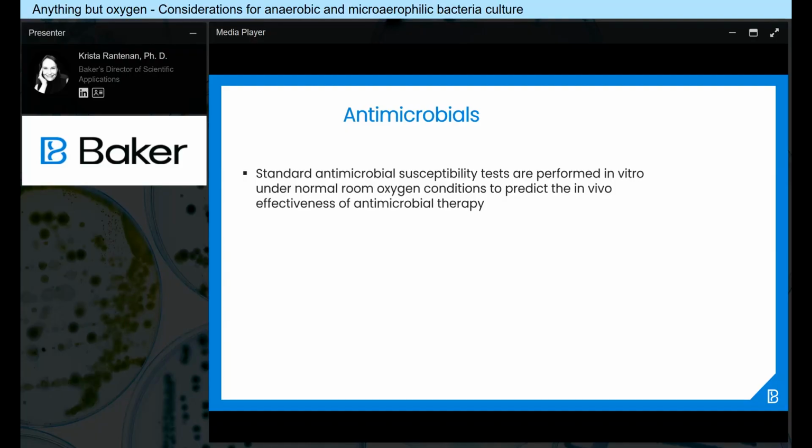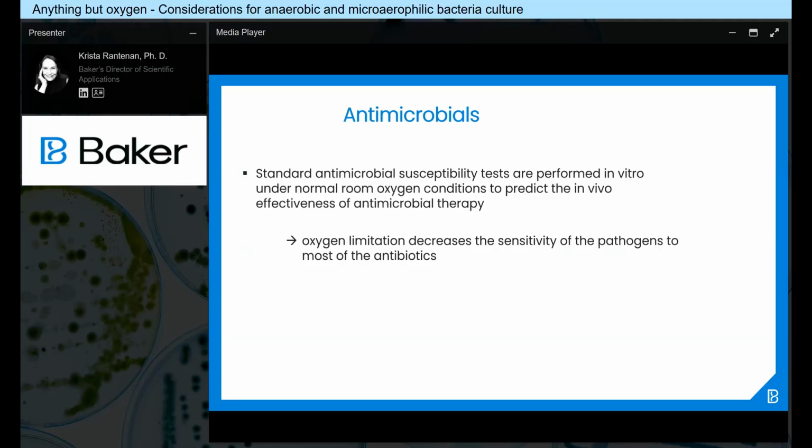So maybe the call for action here for researchers and pharma is to think why the standard susceptibility tests that we perform on antimicrobials are still done in vitro in normal room oxygen. So in that 21%, which I just explained, would be very harmful. And they try to predict in vivo effectiveness of antimicrobial therapy by doing this under room oxygen conditions, because not only of the detrimental effect of too much oxygen on biomolecules, oxygen limitation does decrease the sensitivity of the pathogens to most of the antibiotics.